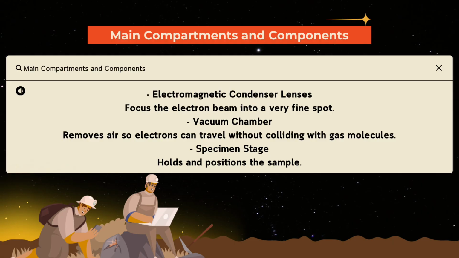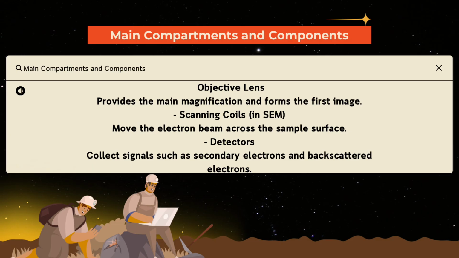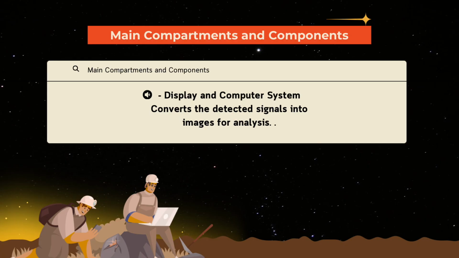Specimen stage holds and positions the sample. Objective lens provides the main magnification and forms the first image. Scanning coils move the electron beam across the sample surface. Detectors collect signals such as secondary electrons and backscattered electrons. The display and computer system convert the detected signals into images for analysis.